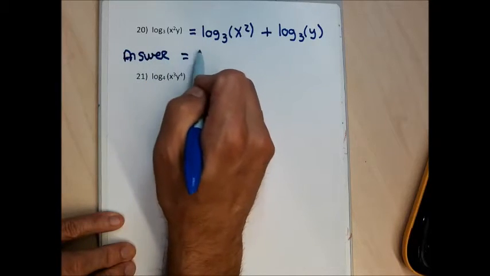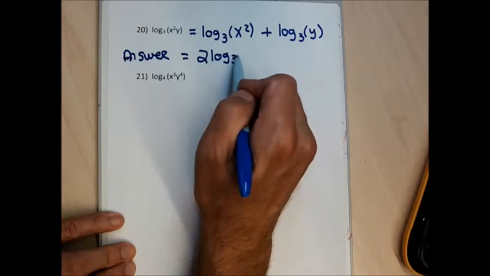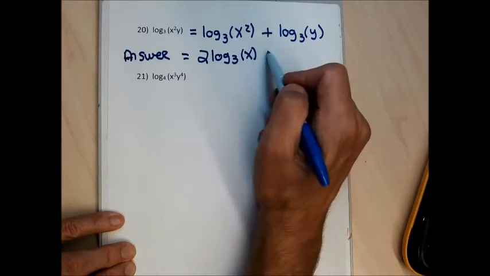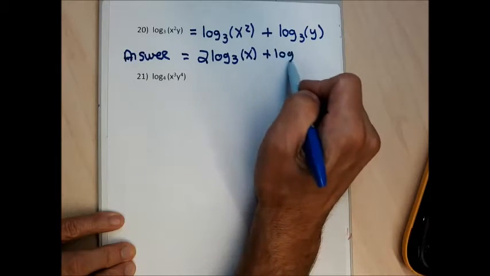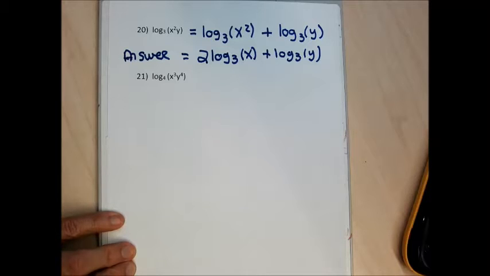And then for my answer, I need to make the exponents into multiplication. So I'm going to write 2 times log base 3 of x for the first logarithm, and log base 3 of y for the second logarithm. Your 21 should work the same way.